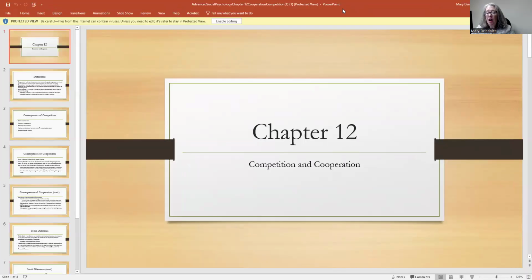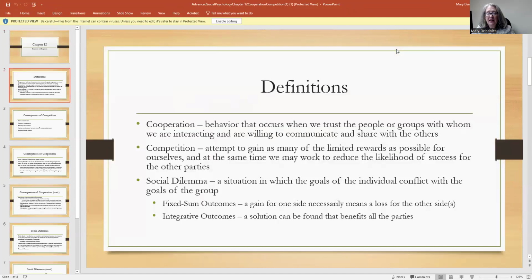The topic here is competition and cooperation. First we need to define these terms. What do we mean by cooperation? It's behavior that occurs when we trust the people or groups with whom we are interacting and we're willing to communicate and share with others. So we're sharing, communicating, working together. That's cooperation. Competition is an attempt to gain as many of the limited rewards as possible for ourselves, and at the same time we may work to reduce the likelihood of success for the other parties.